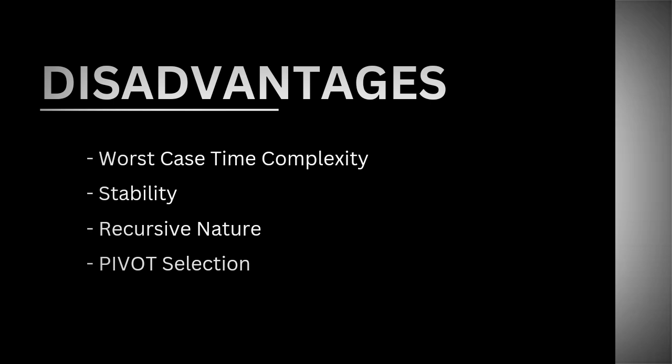Then what you have is stability. It is not stable by default, because quicksort is not a stable sort, meaning it does not preserve the relative order of equal elements unless specifically implemented to do so. Then what else do we have is recursive nature. Stack overflow: due to its recursive nature, quicksort may cause a stack overflow on systems with limited stack space or very large datasets. The last one is pivot selection. It is crucial for performance; the choice of pivot can significantly impact performance. A poor choice of pivot can lead to imbalanced partitions and degrade performance.